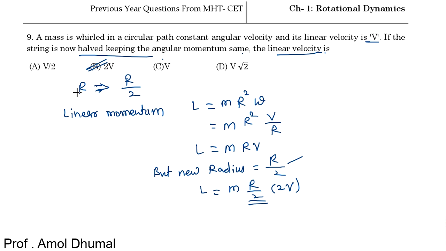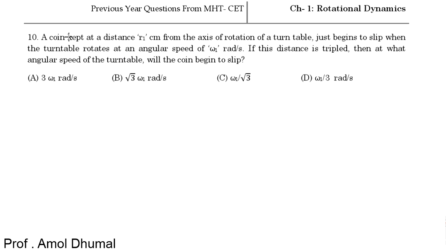Option B is correct. And the last is a coin kept at a distance r1 centimeter from the axis of rotation of the turntable. It just begins to slip when the turntable rotates at an angular speed of omega 1 radians per second. If this distance is tripled, then at what angular speed of the turntable will the coin begin to slip? So we have to find out the speed of the turntable at which the coin slips when the distance from the center is tripled.